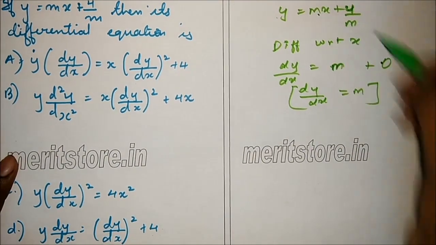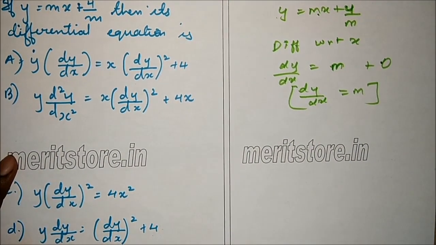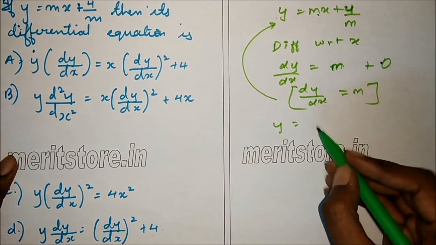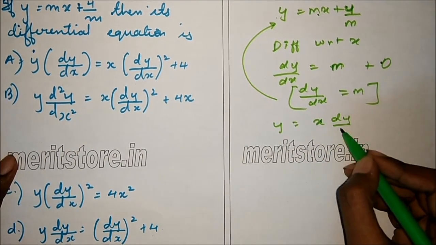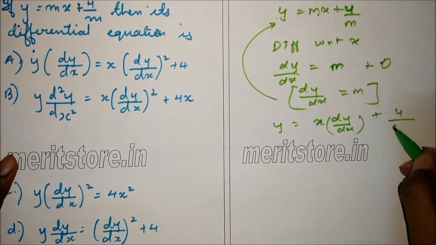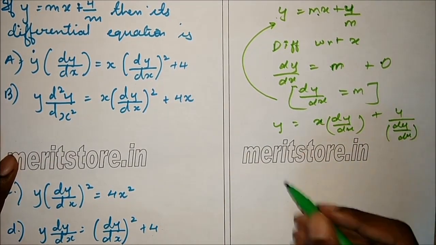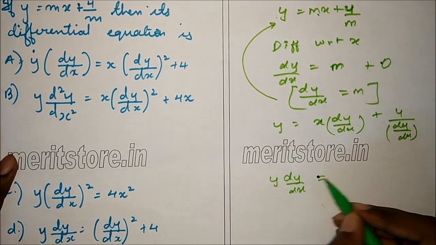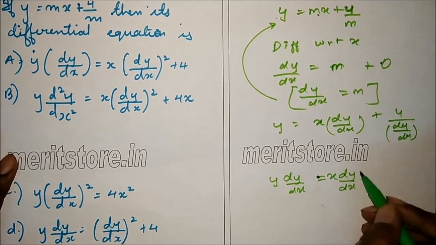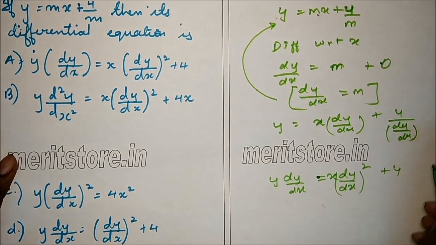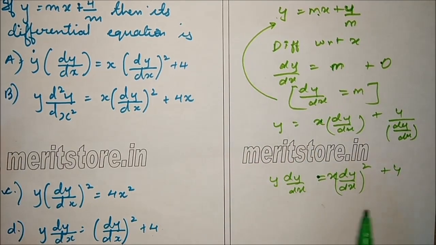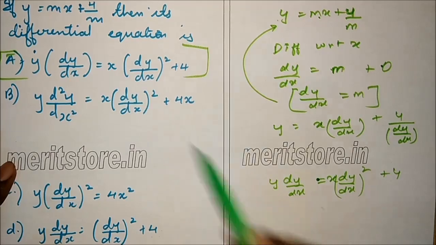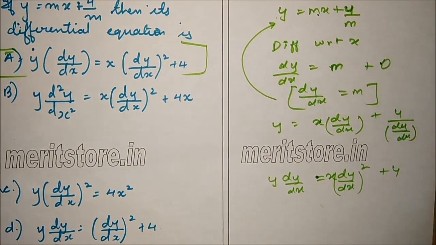So we substitute m with dy by dx. So this will be y equals x into dy by dx plus 4 by dy by dx. Multiplying throughout by dy by dx, we get y into dy by dx equals x into dy by dx the whole square plus 4, which is option A. Y into dy by dx equals x into dy by dx the whole square plus 4.